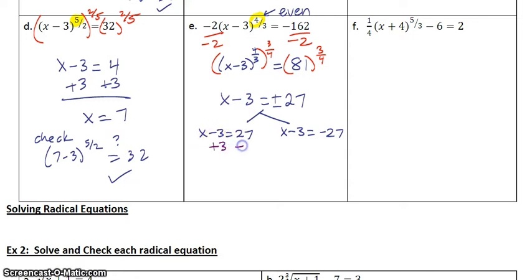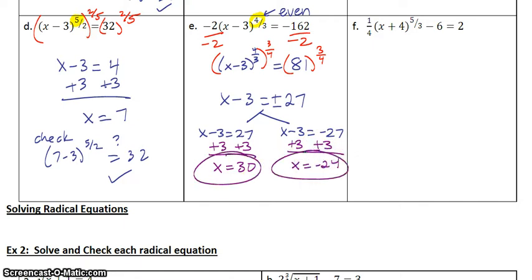So I'm going to add 3 to both sides here. So I got x equals 30, and I'm going to add 3 to both sides here. So I end up with x equals negative 24. And again, you are welcome to go through and check both your answers if you want to. For this type of problem, we are not going to get any extraneous solutions. We will later on in this notes sheet though, so I'll say more in a little bit.